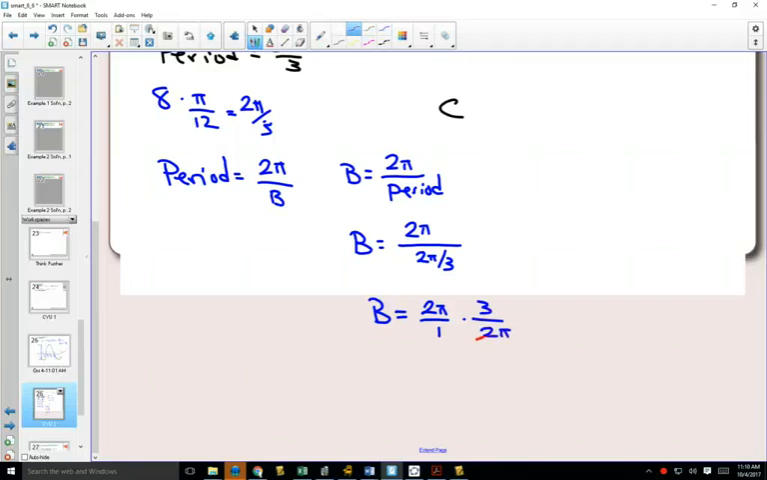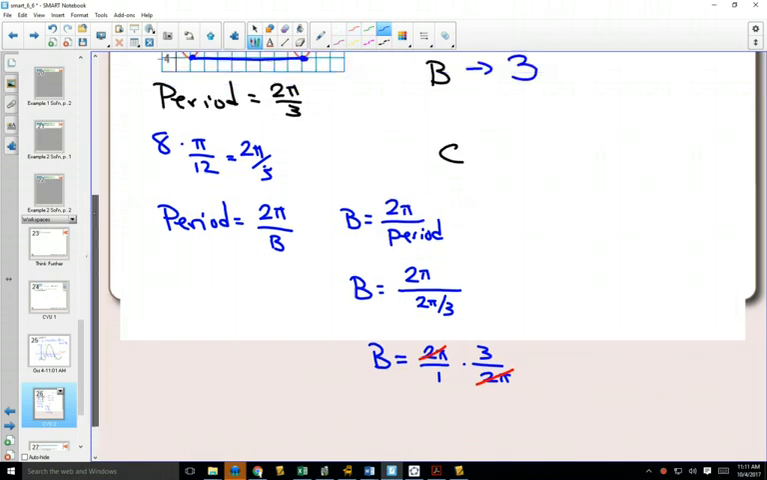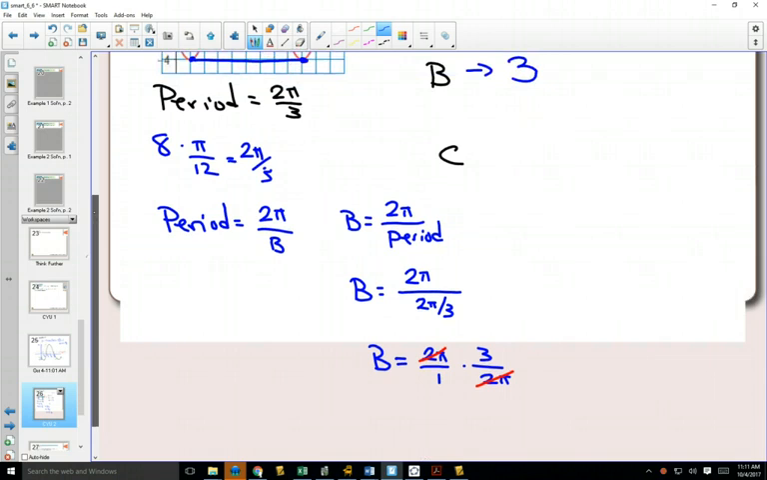And the 2 pi's nicely cancel out, and I get b is equal to 3. So that's one way that we could figure out that b is equal to 3. The other way to figure out that b is equal to 3 is to say, if I know my period is 2 pi over 3, and my formula says period is 2 pi over b, just by observation you can say, well, the b must be 3. And so that's another way that you could figure out that your b value is 3.